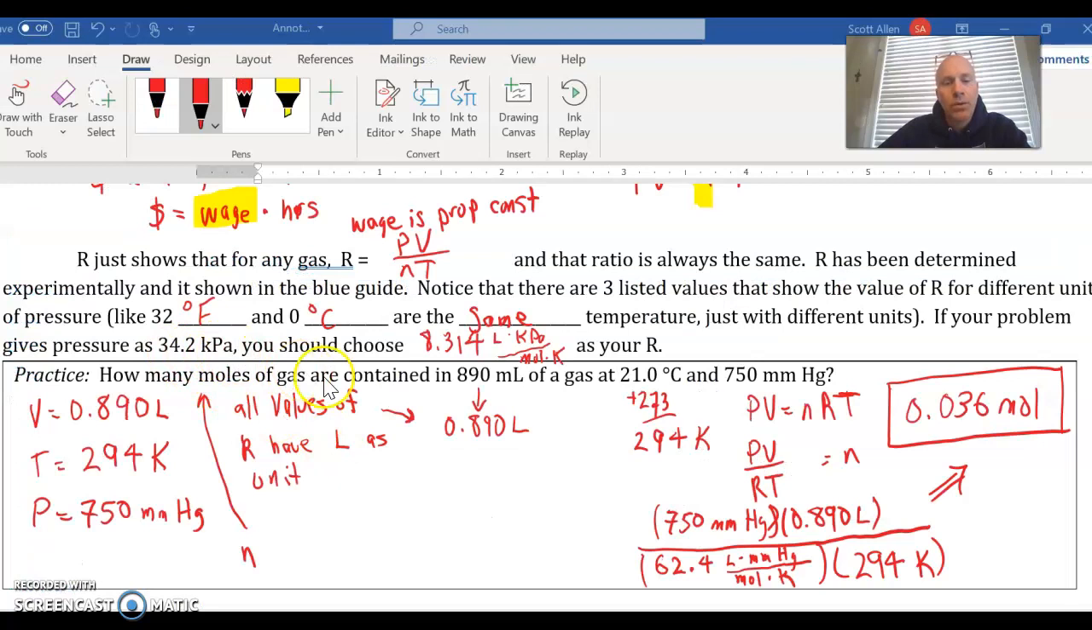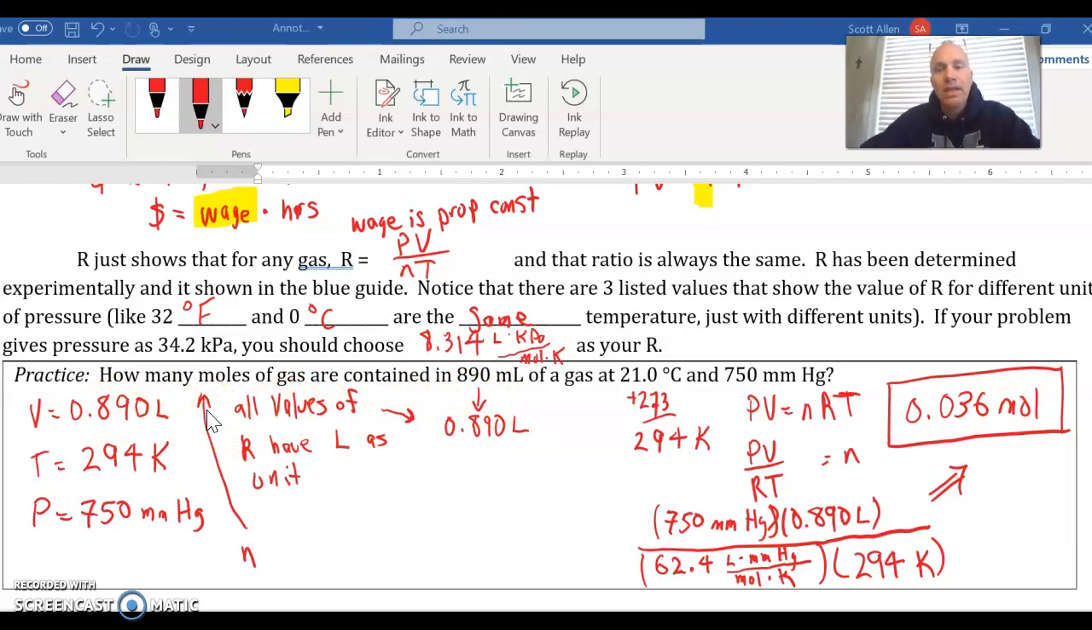So when we look at this problem, first of all, how do we know it's an ideal gas law problem? If you take a look at it, there's nothing that would indicate that a change is occurring. You're just talking about a sample of gas that has a particular volume, temperature, and pressure, and just asking how many particles are there, or how many moles are there? There's a couple things that we can identify first.